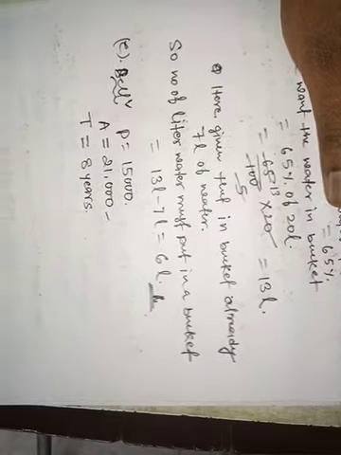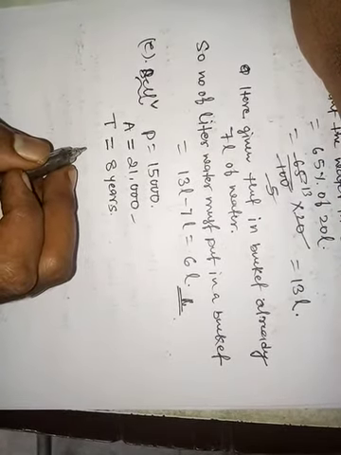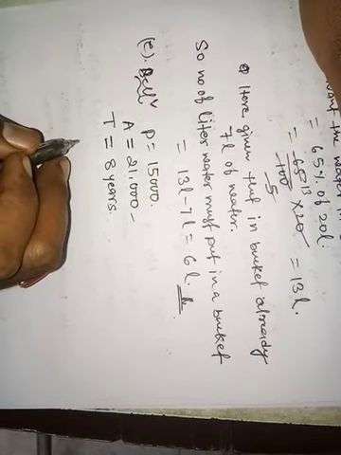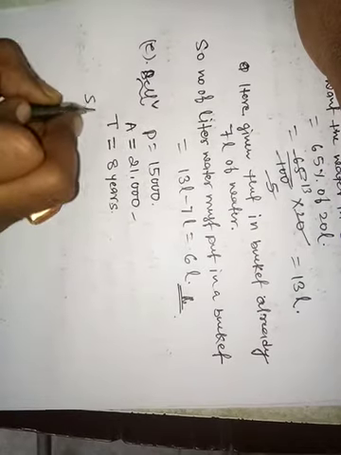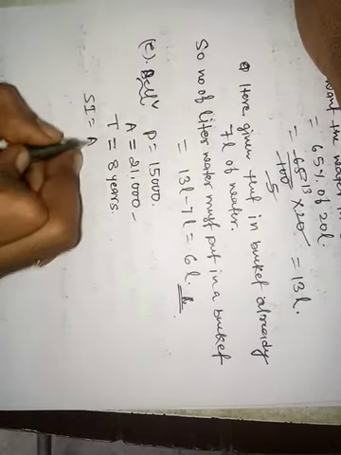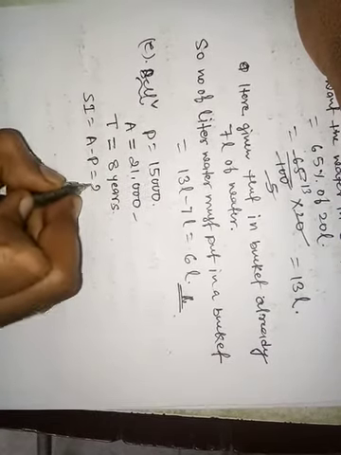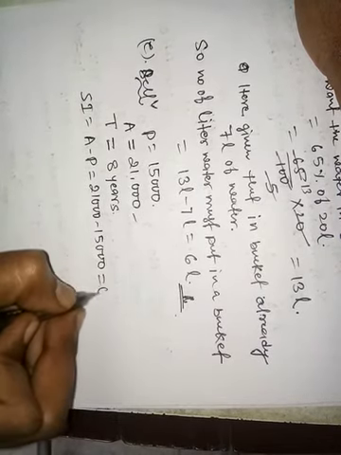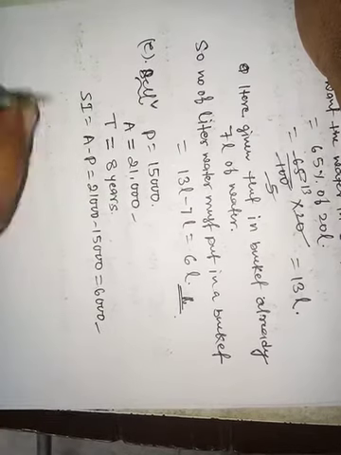Is it clear? Now you have to find the rate of interest. For it we need to find the simple interest, so we find the simple interest by using the formula amount minus principal, that is 21,000 minus 15,000. So we get 6,000 as the simple interest.